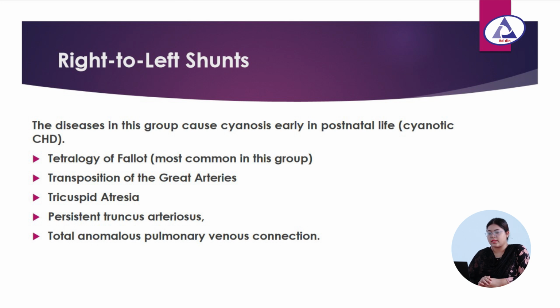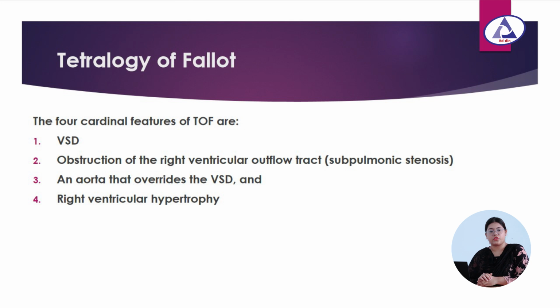The diseases in this group cause cyanosis early in postnatal life, which is called cyanotic congenital heart disease. These are the tetralogy of Fallot, transposition of great arteries, tricuspid atresia, and persistent truncus arteriosus. The four cardinal features of TOF are VSD, obstruction of the right ventricular outflow tract, an aorta that overrides the VSD, and right ventricular hypertrophy.